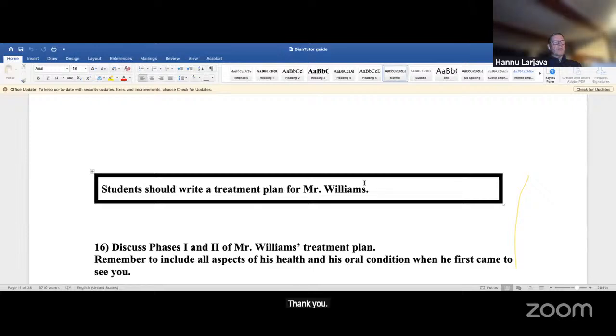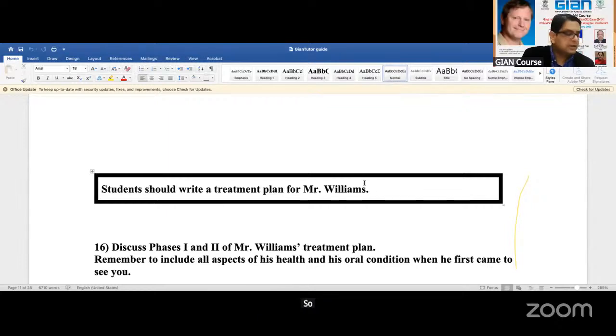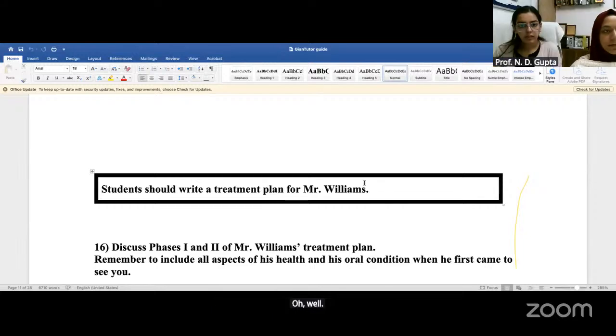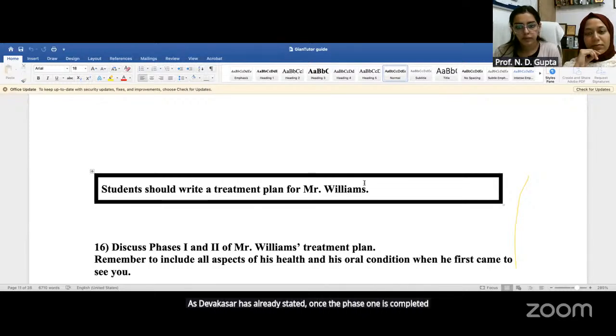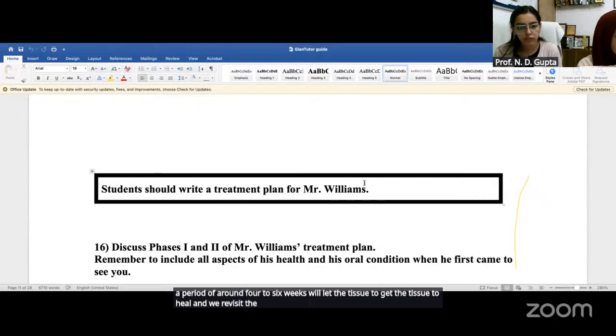Any surgical treatment if things go well? So for surgical, I ask the AMU group to answer, please. As Divakar sir has already stated, once phase 1 is completed, there's a period of around 4 to 6 weeks. We let the tissue heal, and we revisit the sites after 4 to 6 weeks.